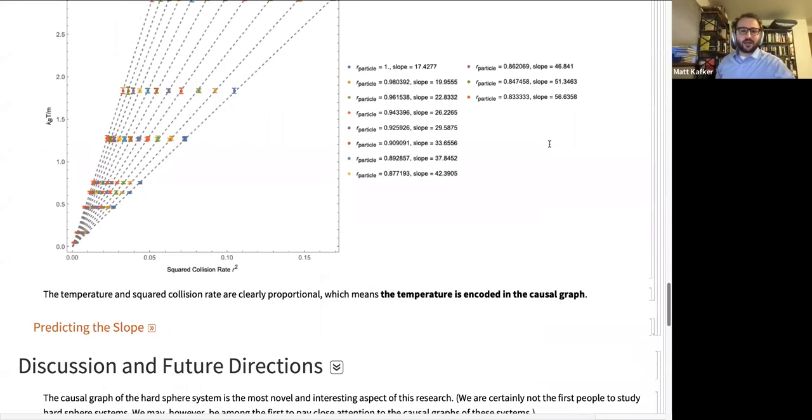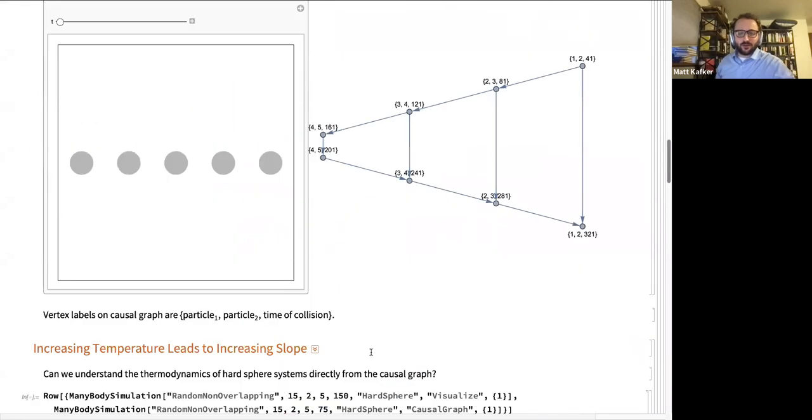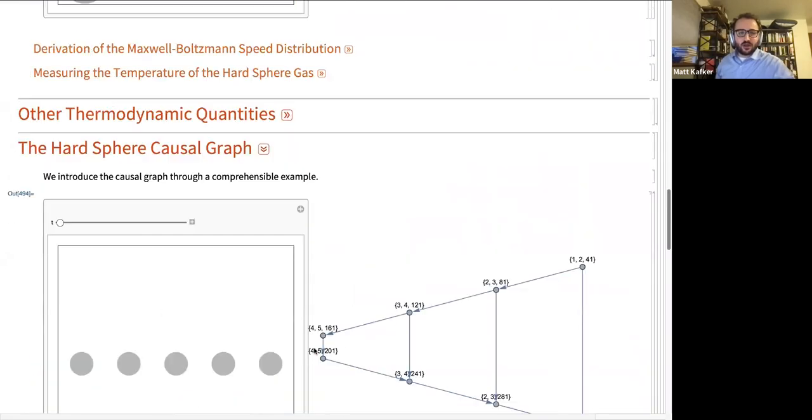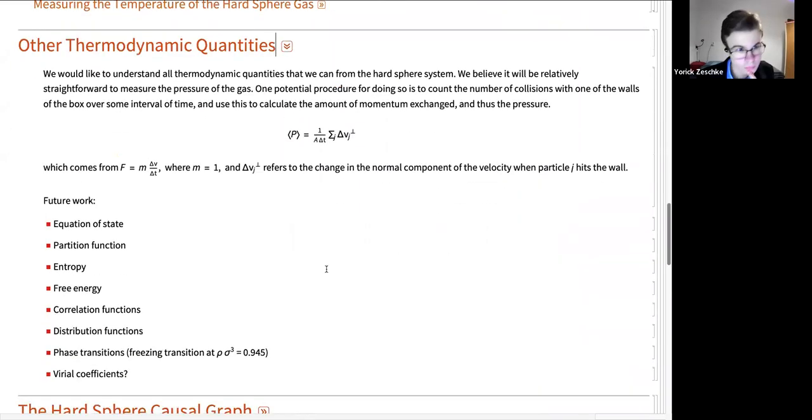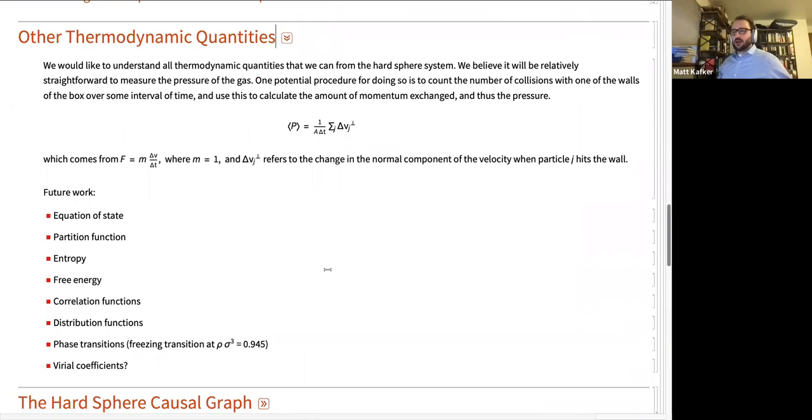So I can go back to this list. Oh, I didn't close all my menus, so there's too much on the screen here. Give me 1 second here. Yes, so other thermodynamic quantities. Here are some things to look at. Yorick, your microphone is pretty choppy, by the way, but just FYI.